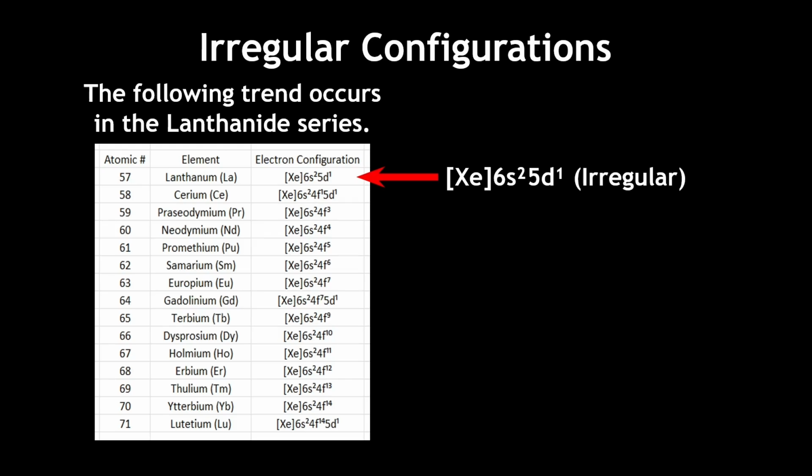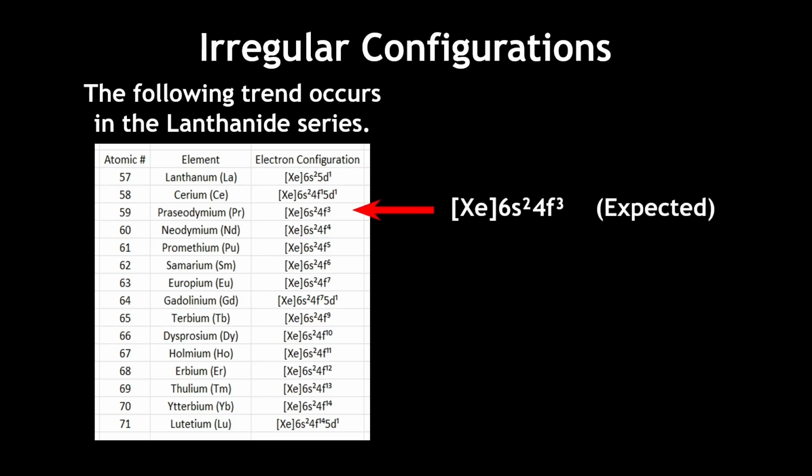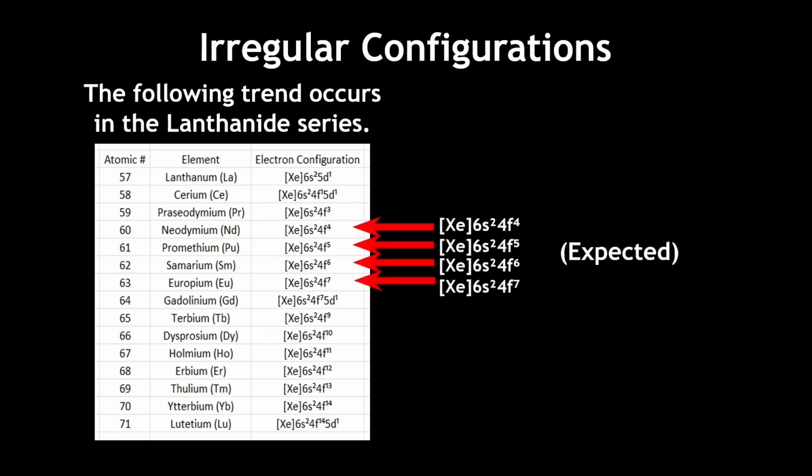subshell. Next, cerium has an electron configuration of xenon 6s2 4f1 5d1. An electron remains in the 5d subshell, continuing to break Madelung's rule. Next, praseodymium has its expected electron configuration of xenon 6s2 4f3. The elements neodymium, promethium, samarium, and europium all have their expected configurations.